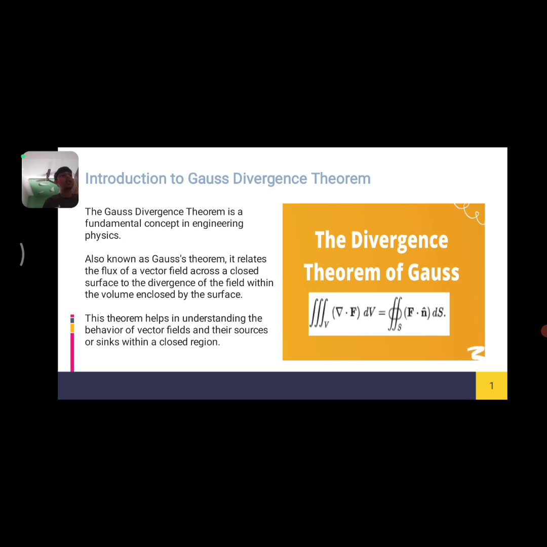The divergence theorem of Gauss. The triple integral of the vector del dot F dV is equal to the double integral over S of F dot n dS.